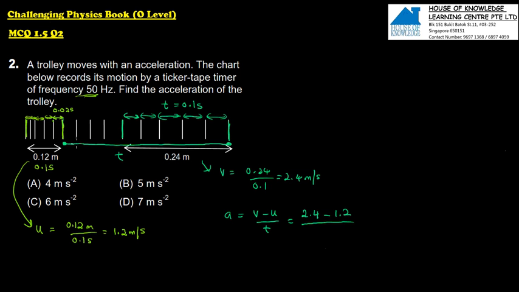So from here, how many segments are there? There's 1, 2, 3, 4, 5, 6, 7, 8, 9. So this will be 9 times 0.02 second. So let's check what the number is. So the answer is 6.67 meter per second squared. We round it up to 7 meter per second squared. The answer is D.